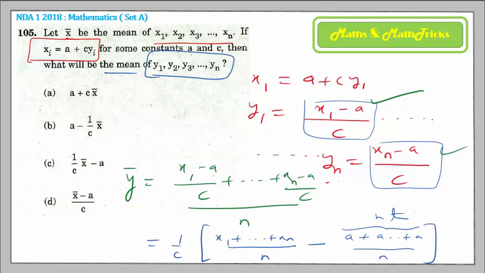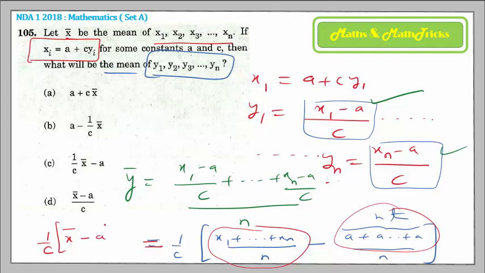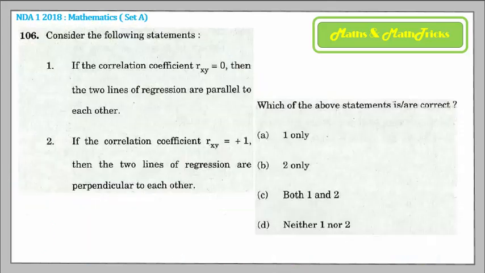So you can see that this first term reduced to what? X bar, and the numerator is n times a upon n, which will give you just a. So basically this is equal to 1 by c times x bar minus a, which is same to say that x bar minus a divided by c, and that is the mean y bar. So it's the option D. Alright, coming on to the next question, 106.